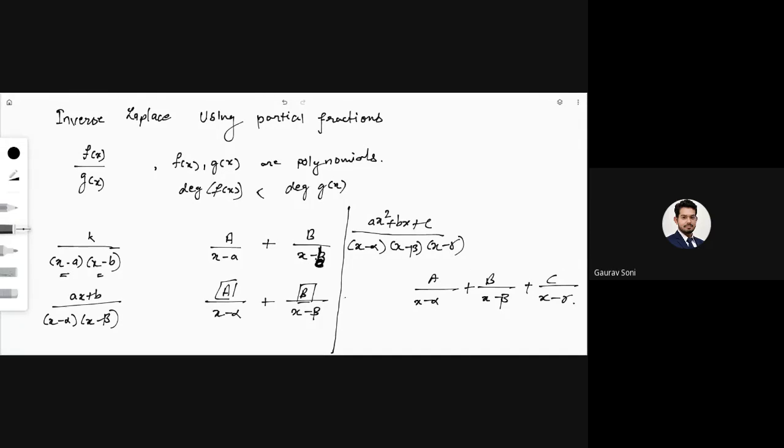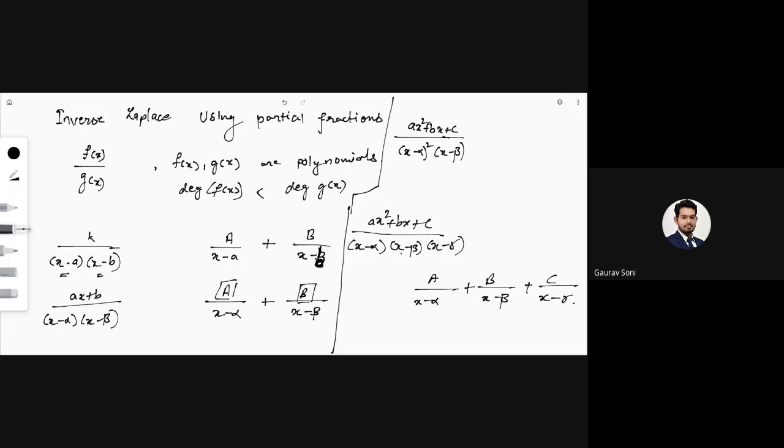These are the patterns. How can I separate them? What happens if you have (ax + b) upon (x - alpha) square, and (bx + c) upon (x - beta)? So what has happened now?